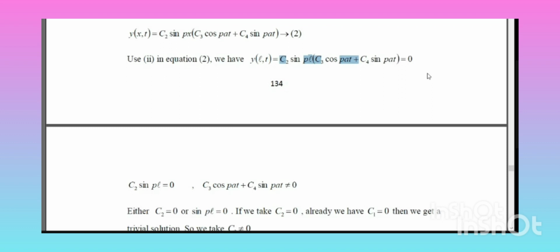Here, if we are taking C2 is equal to 0, substitute C2 is equal to 0 in equation number 2. Suppose I am taking C2 is equal to 0 and substitute in equation number 2, what will be on the right hand side? Tell me, Santosh.